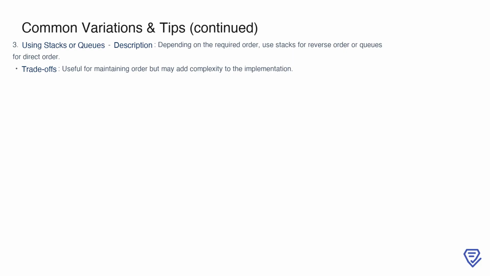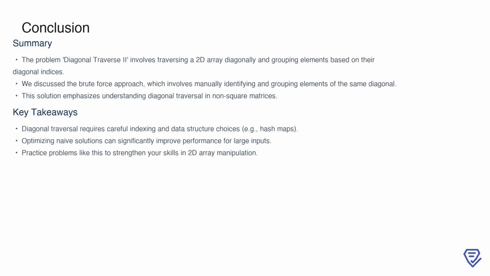Stacks or queues can also be valuable tools for diagonal traversal, depending on the required order of processing. For instance, if the problem specifies reverse order, a stack is an excellent choice since it naturally supports last-in first-out behavior. For direct order, queues are more appropriate as they follow a first-in first-out structure. These data structures are useful for maintaining the intended order, but they can add implementation complexity. It's important to weigh the benefits of these approaches against their potential drawbacks, ensuring that your solution remains both efficient and easy to understand.